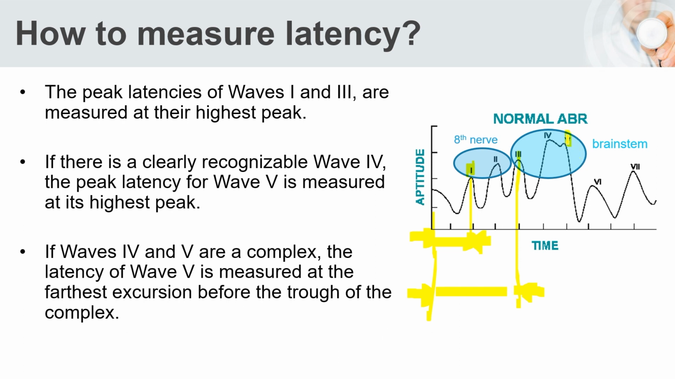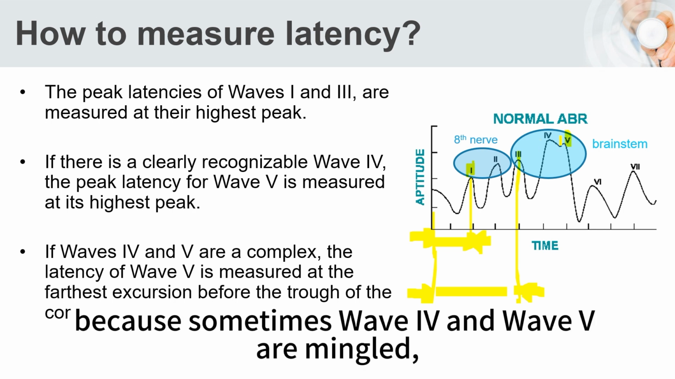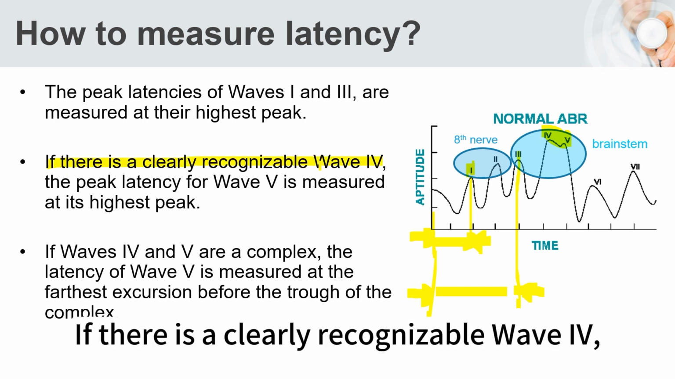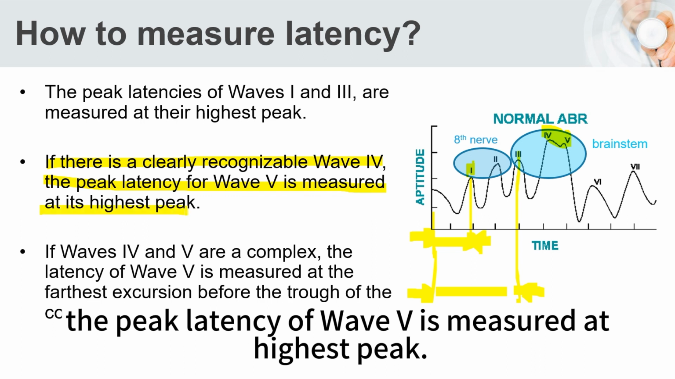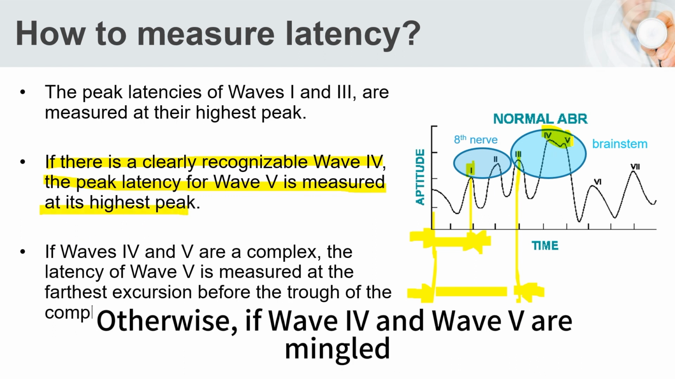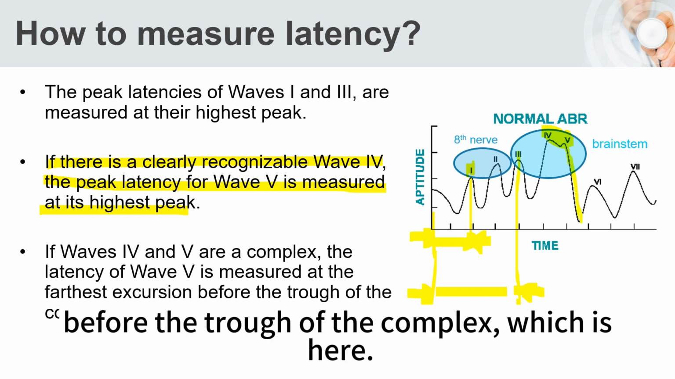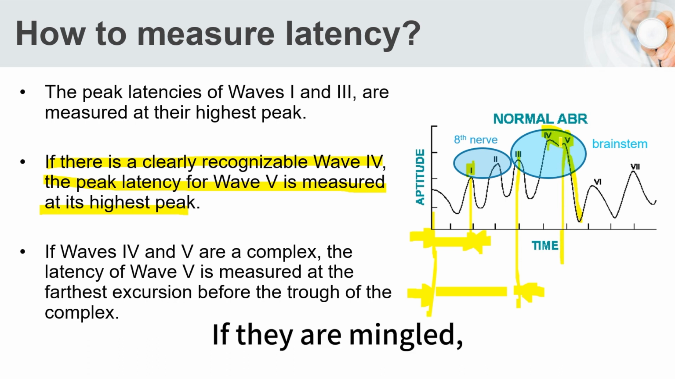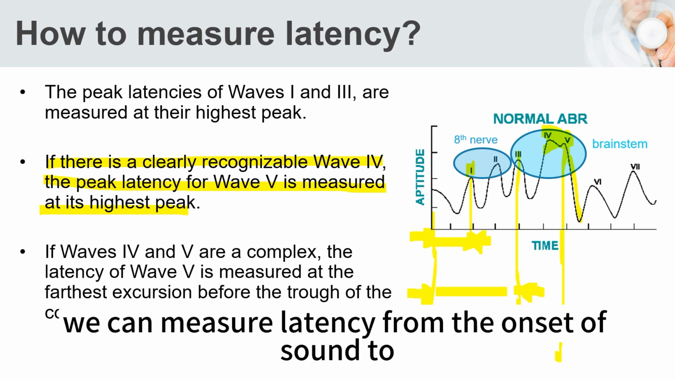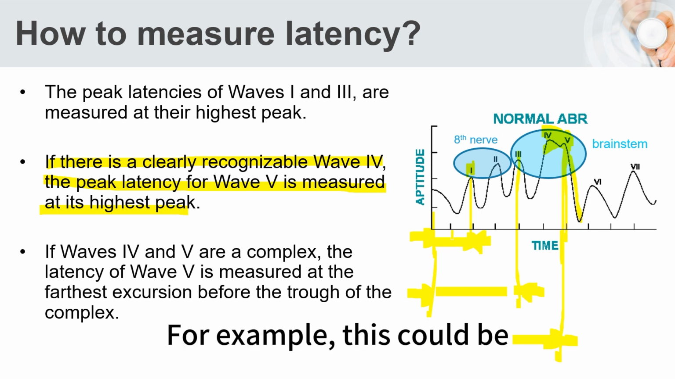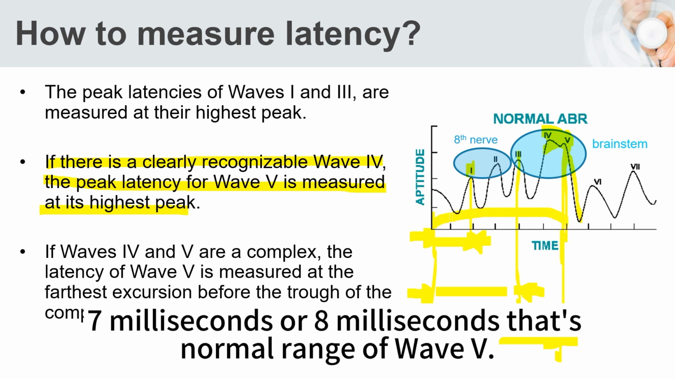For wave 5, it's a bit different because sometimes wave 4 and wave 5 are mingled, sometimes they are not. So if there is a clearly recognized wave 4, the peak latency of wave 5 is measured at the highest peak. Otherwise, if wave 4 and wave 5 are mingled as one complex, then the latency of wave 5 is measured at the farthest excursion before the trough of the complex, which is here, right? If they are mingled right here, we can measure latency from the onset of sound to this point. For example, this can be 7 milliseconds or 8 milliseconds. That's the normal range of wave 5.